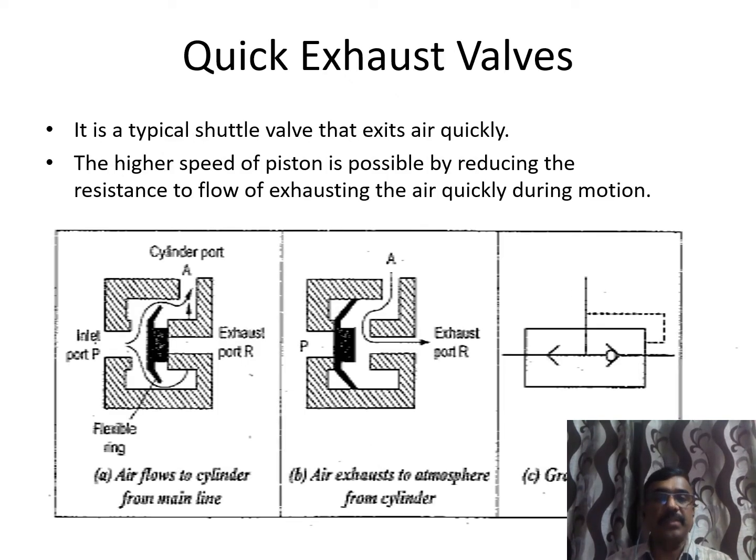Then the next one is your quick exhaust valve. Quick exhaust valves are normally operated from one side, so that they operate for exhaust gas when it wants to come out from the cylinder port A. Then this throttle valve is moved to the inlet port and closes this inlet port, and this exhaust port will be open, and the air will move without any restrictions. Here it is given as an ANSI symbol.